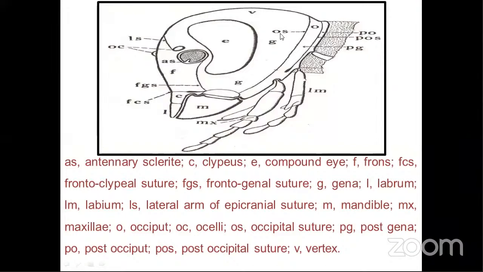Like that only, ocular suture. Ocular suture means it joins the ocular region as well as the epicranium. Like that only, post-occipital suture: the occiput and post-occipital region are joined by the post-occipital suture. It joins two sclerites, so that's why we call these sutures.